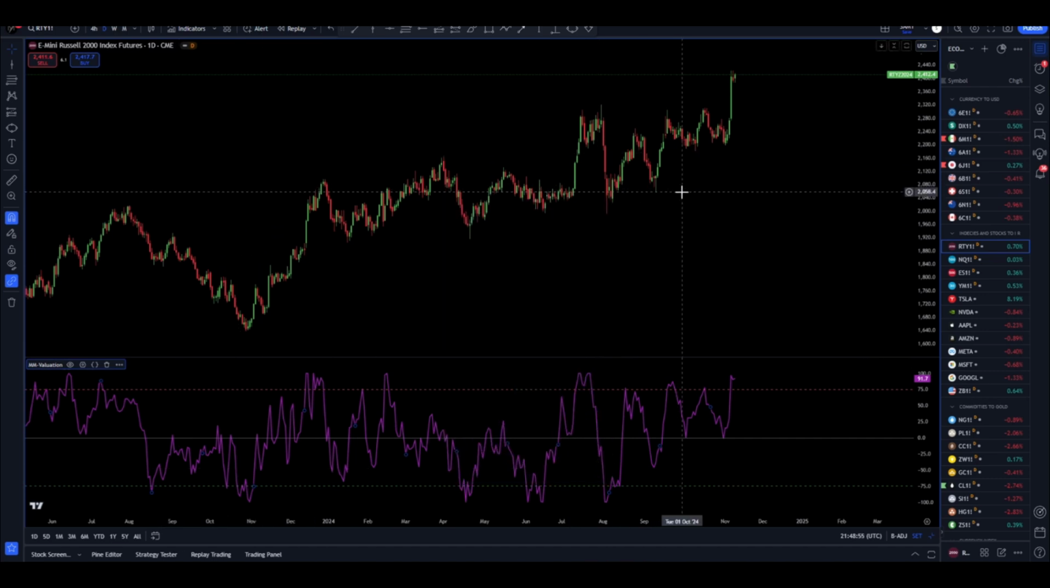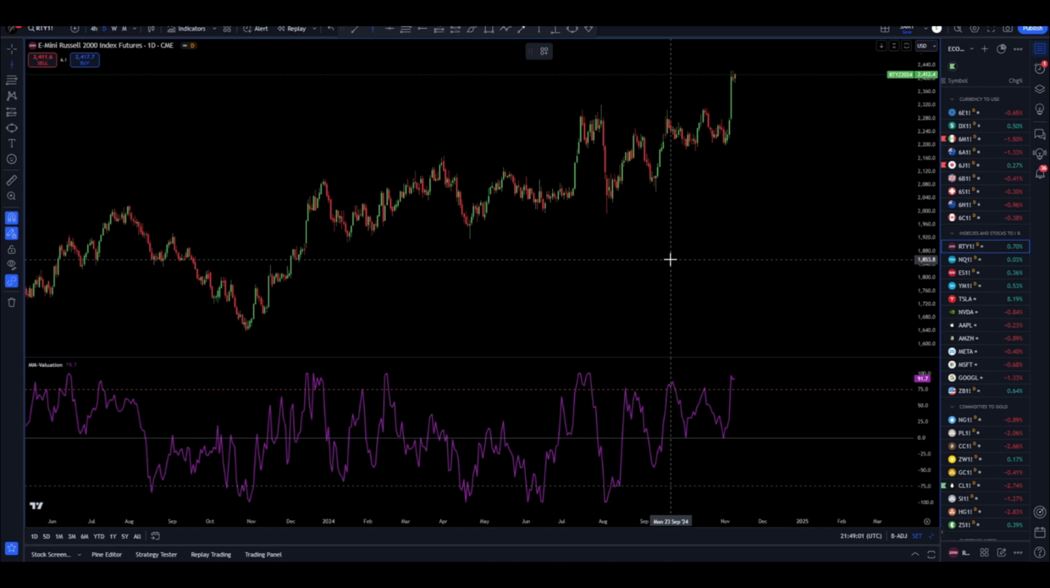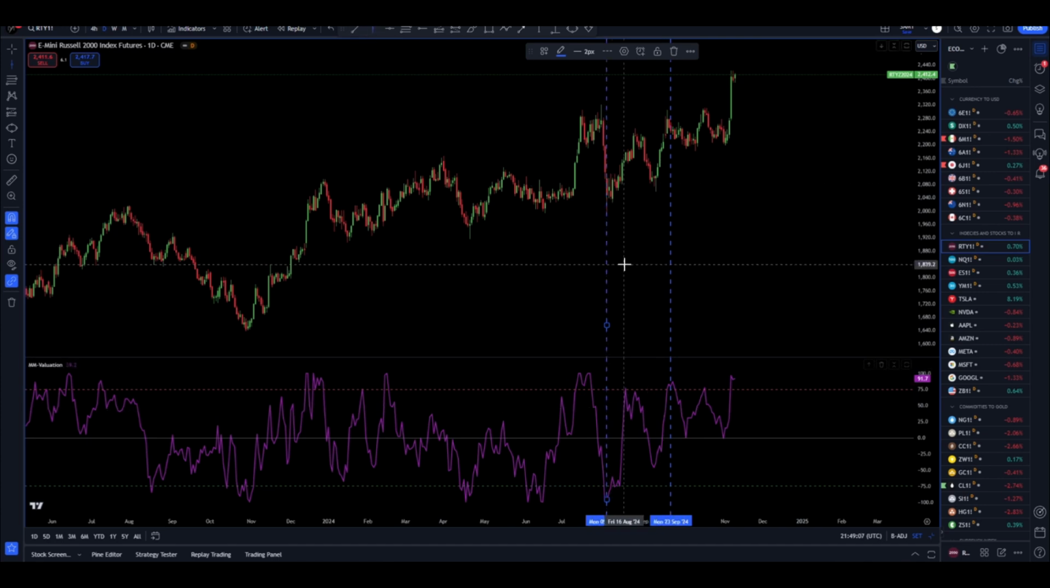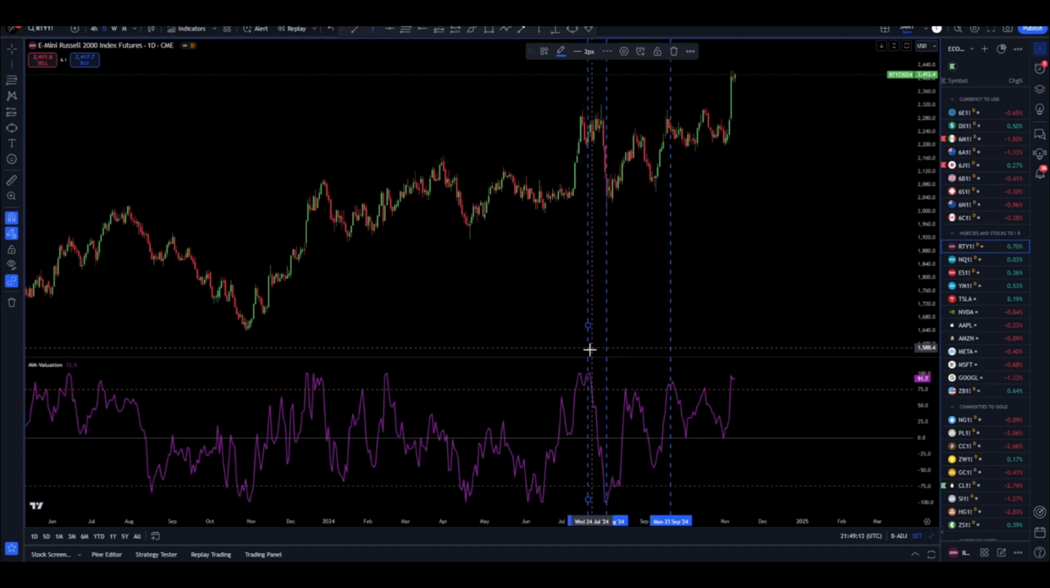Over here we are in the Russell. Whenever we have the Russell overvalued against interest rate, we have seen a down move. Whenever we have seen the Russell undervalued, we have seen an up move. Let's do another example. We have been overvalued, and then there was a down move.